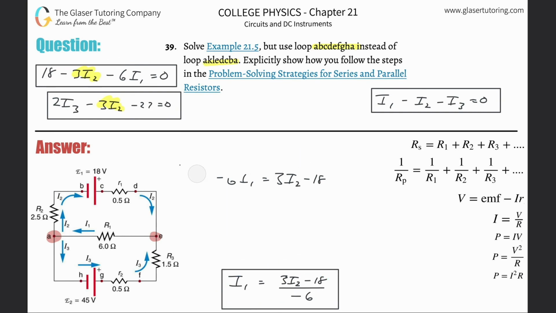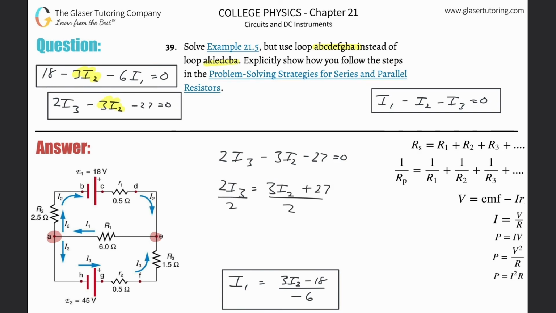Now what you're going to do is the same thing for the other equation. Remember, you're not going to solve this for I2, you're going to solve it for I3. So let's write it down. 2I3 minus 3I2 minus 27 is all equal to 0. So solve that for I3, so 2I3 is going to be equal to, you're going to add this on over, so it's going to become 3I2 plus 27. Divide both sides by the 2. All right, so what do we got? So we got I3 equal to 3I2 plus 27, all divided by 2.